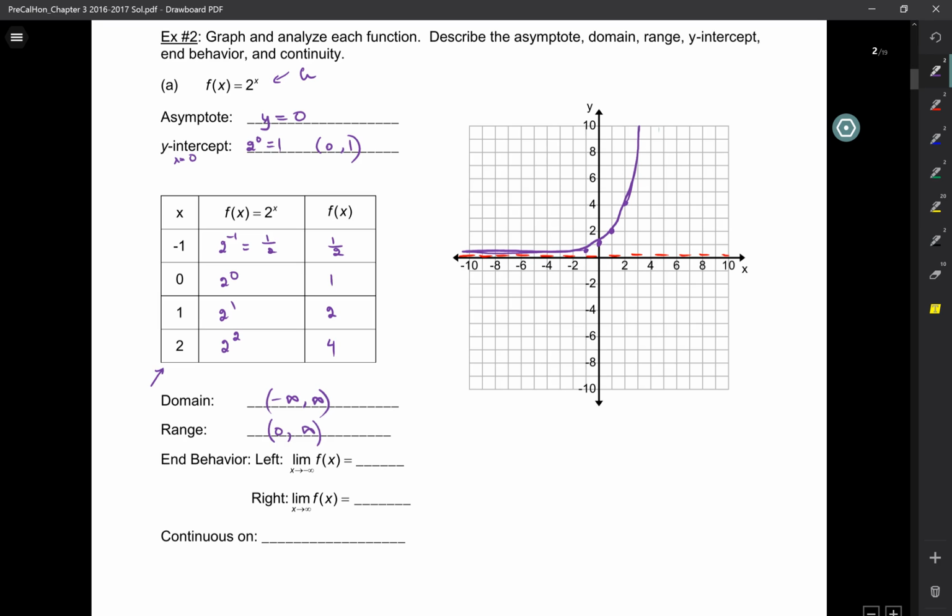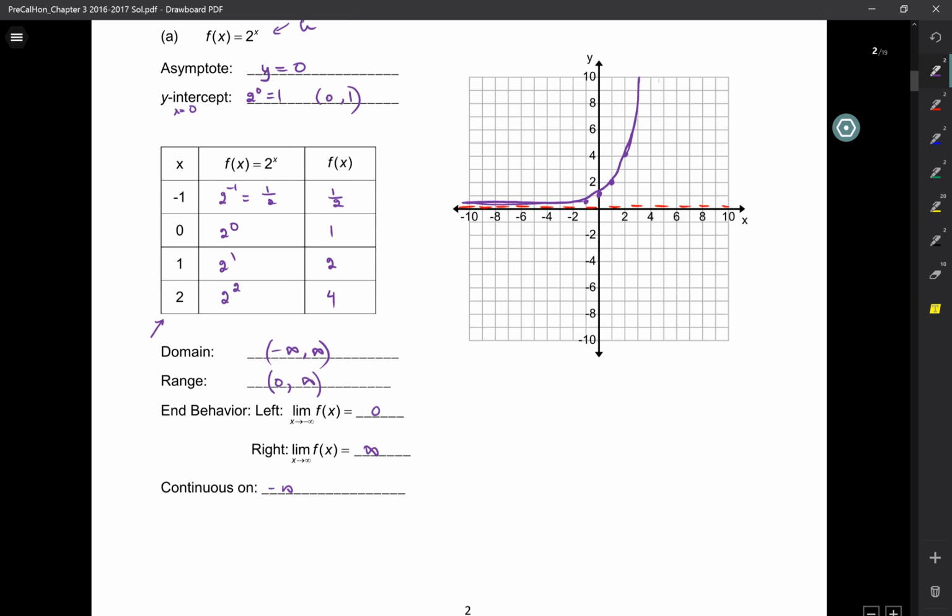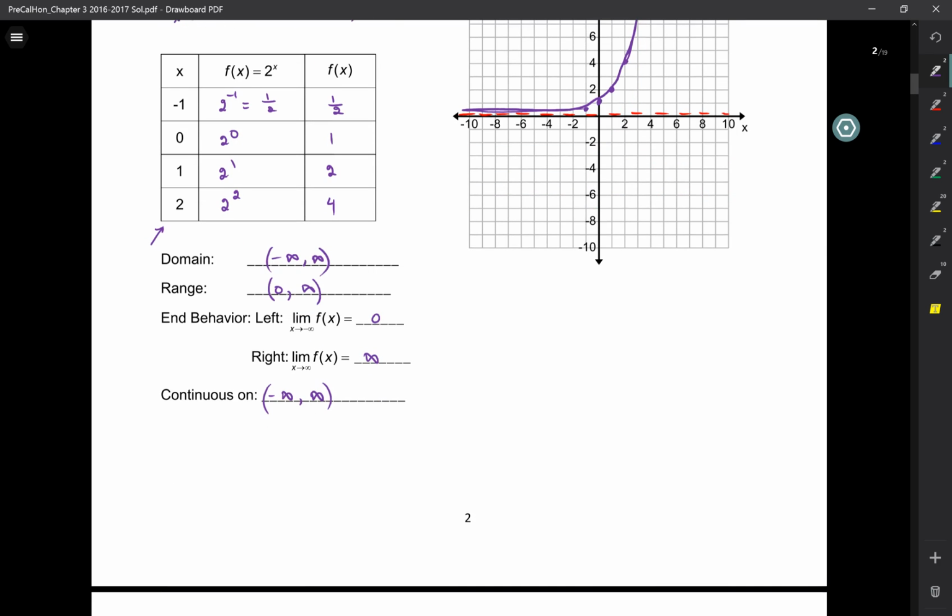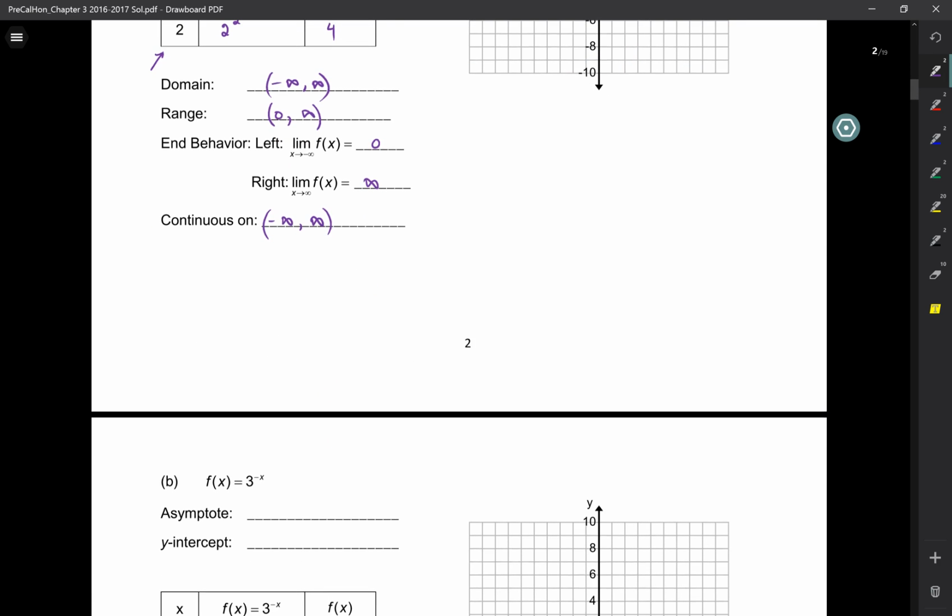So the limit as x approaches negative infinity is 0. As x approaches positive infinity, it is infinity. This function is continuous everywhere on its domain. There are no discontinuities.